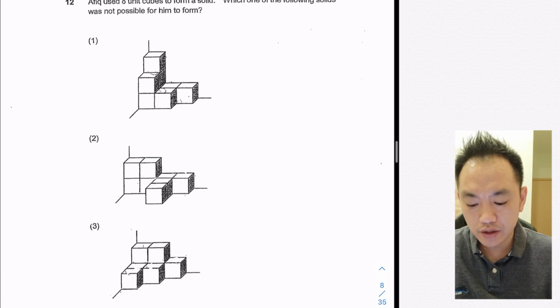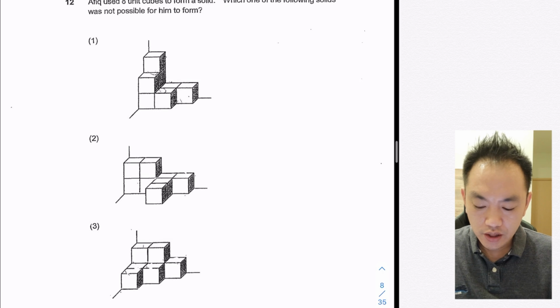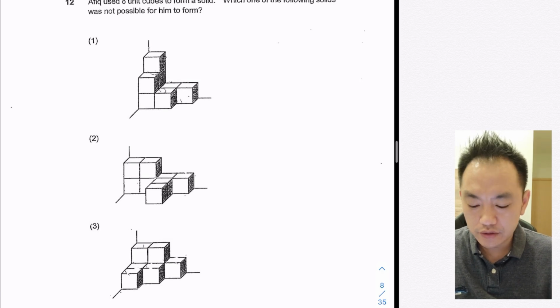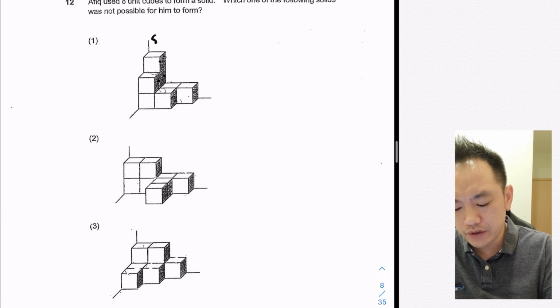Afik used unit cubes to form a solid. Which one of the following solids was not possible for him to form? Okay, why don't we have a look together. Basically you need to see which picture doesn't have 8 cubes. You probably have more or less. From here you can see on the first row 1, 2, 3, and then there were 2 at the bottom, so it's 5, and there were 2 here and 1 here, so in total it was 8.